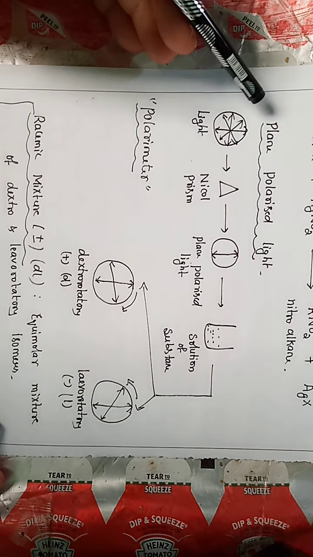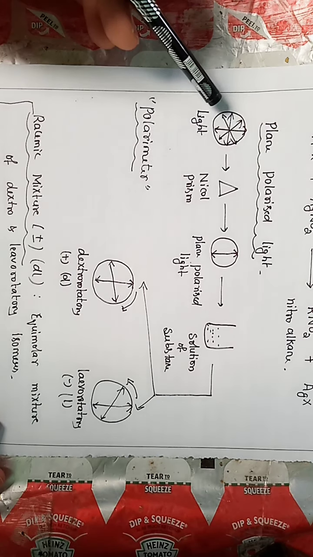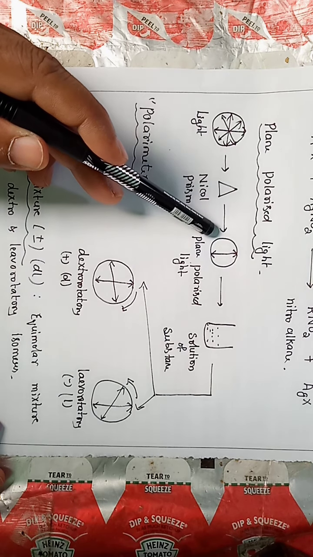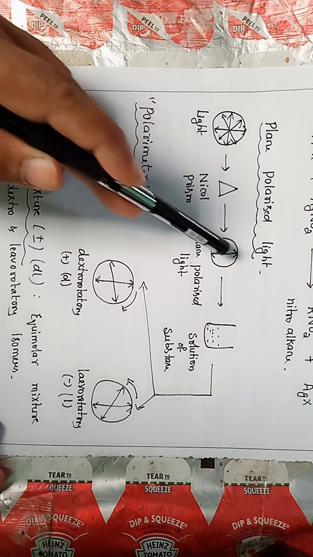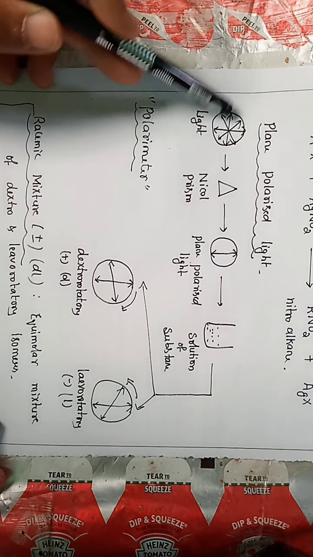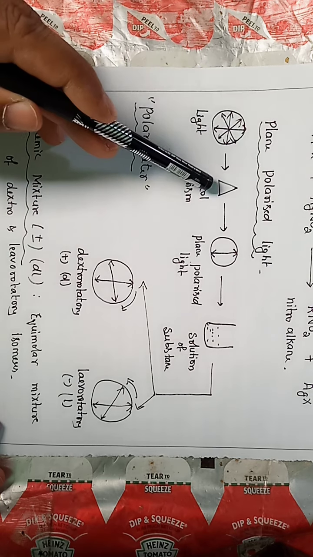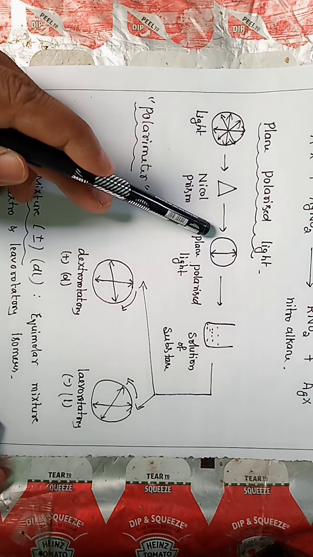Our next topic is plane polarized light. See students, this is ordinary light. When you pass this ordinary light through a Nicol prism, you will get plane polarized light. As you can see, the light wave is vibrating in only one direction. This is normal light, where the light waves are vibrating in all directions. When you pass such ordinary light through a Nicol prism, you will get plane polarized light.